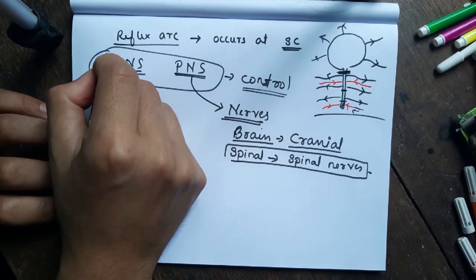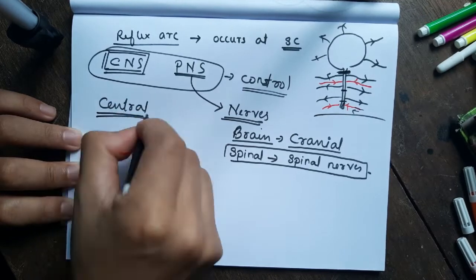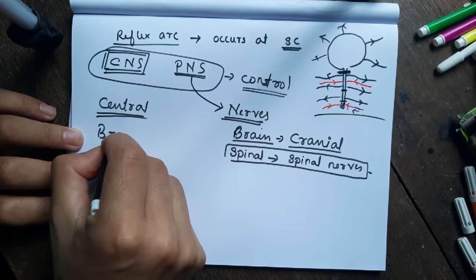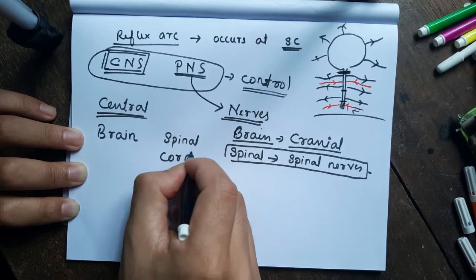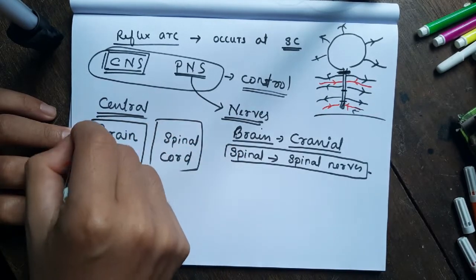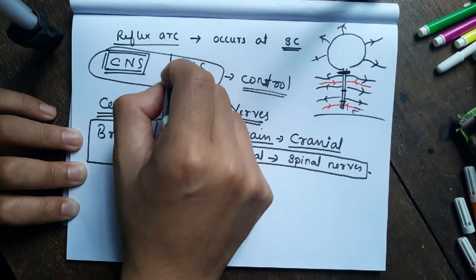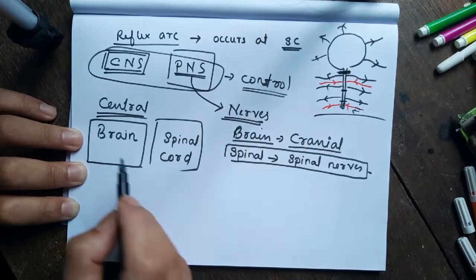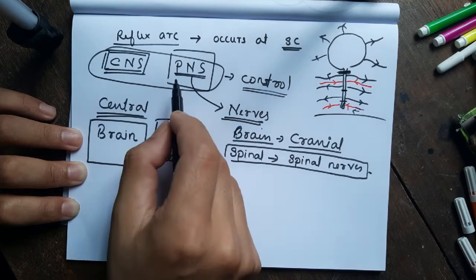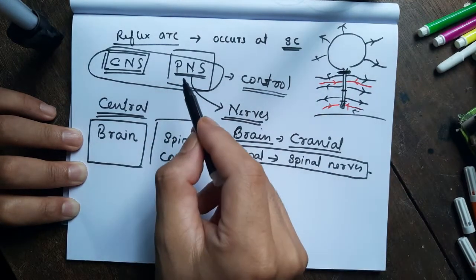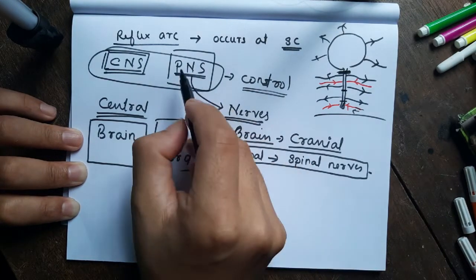Now let's go to the central nervous system, CNS. It is made up of two parts: the brain, and next the spinal cord. These two are responsible for controlling the movements in our body. What does the PNS, the peripheral nervous system, do? It helps the central nervous system in performing control and coordination, by carrying information from the body to the brain or the spinal cord, or from the brain to the body. I hope you understood this.